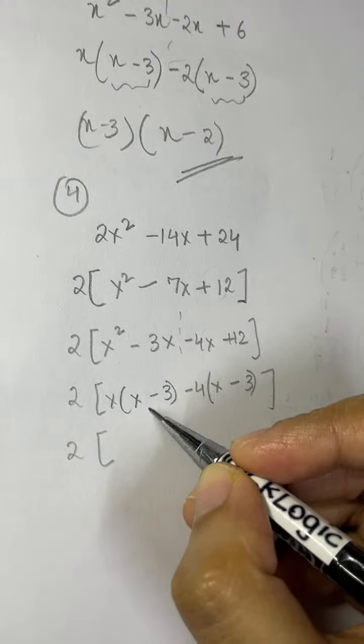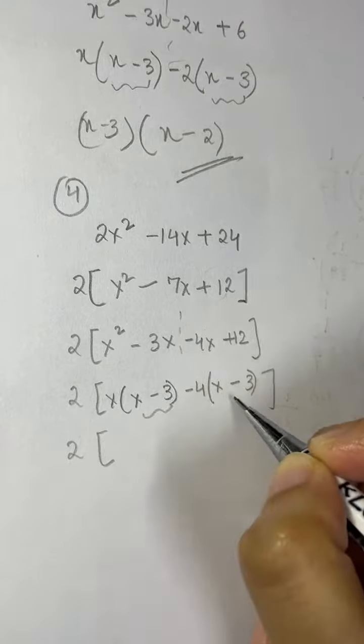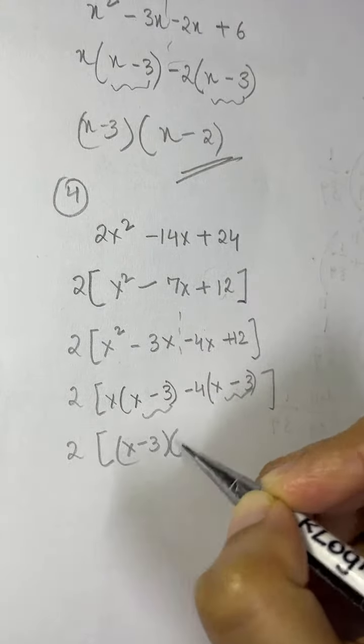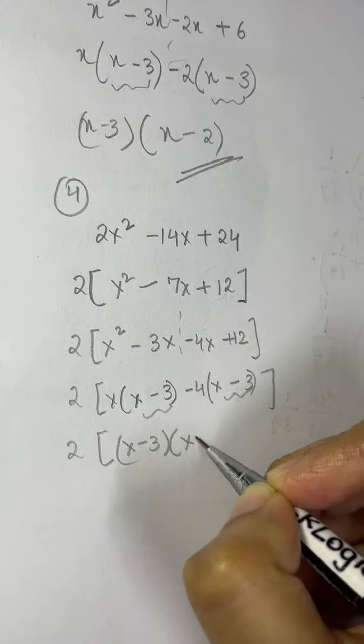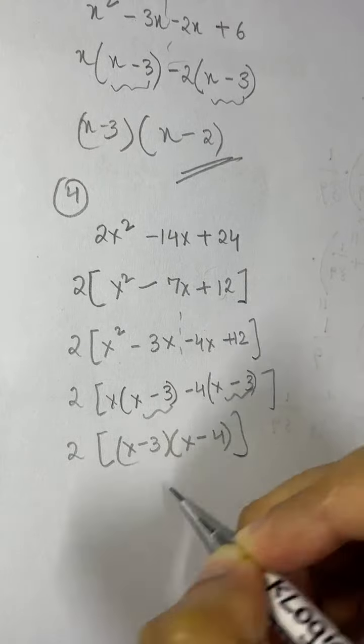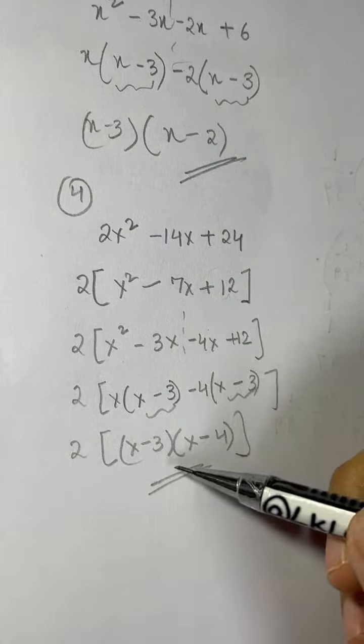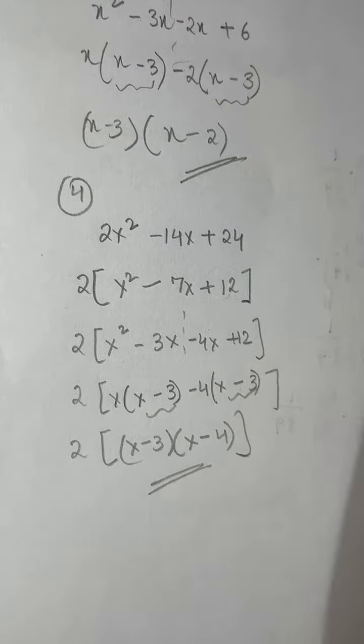You have x minus 3, x minus 3. Common factor, take it out. X minus 3. What is left? X. What is left? Negative 4. So you've got all your factors. So we have got all the factors, right? Factors are always in the form of x minus a, x minus b, x plus a, x minus b.